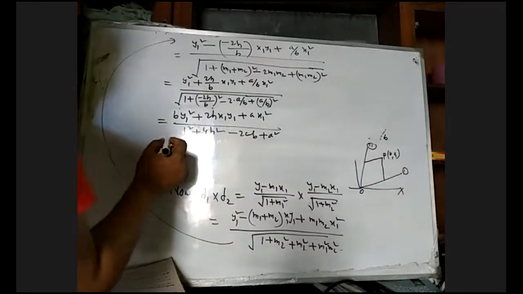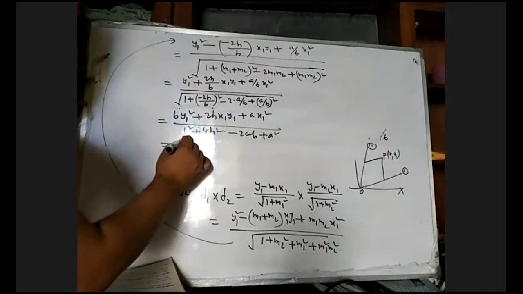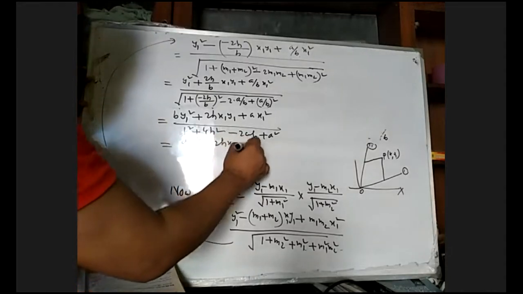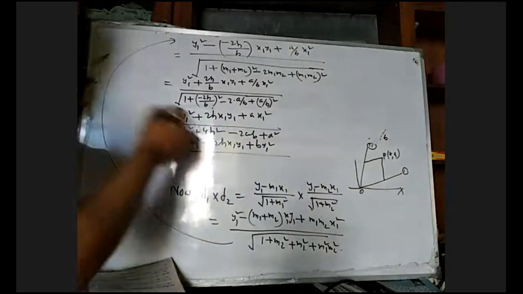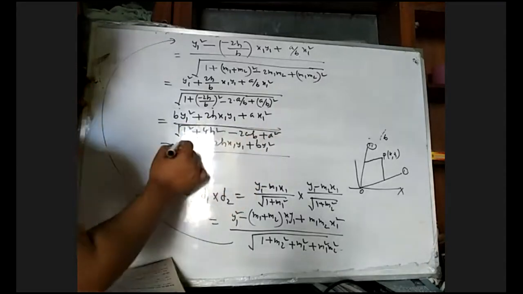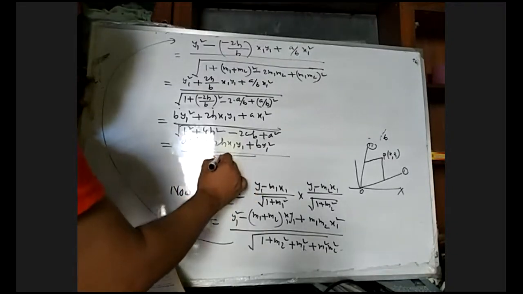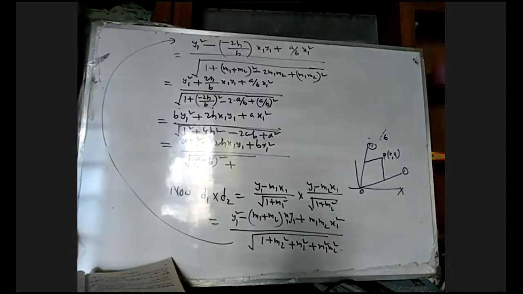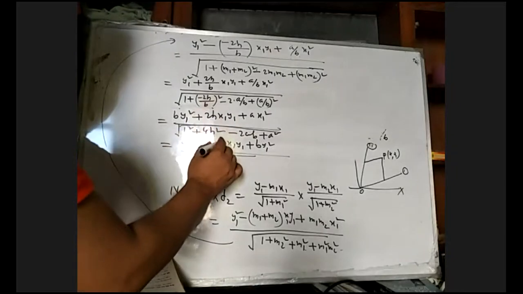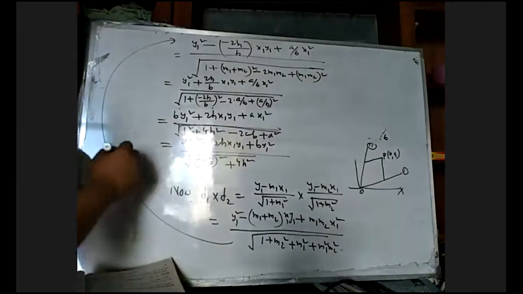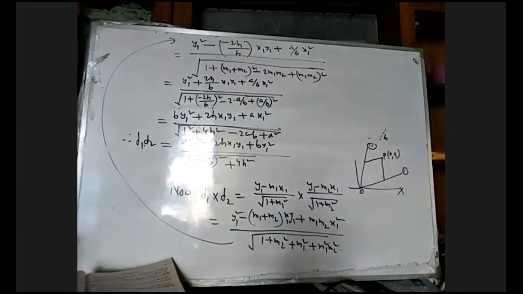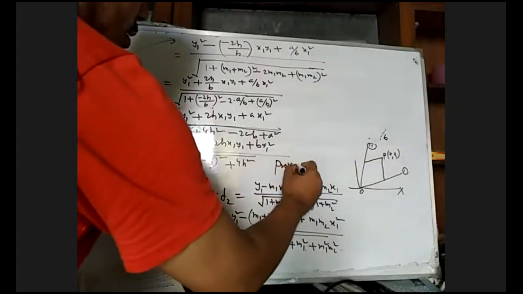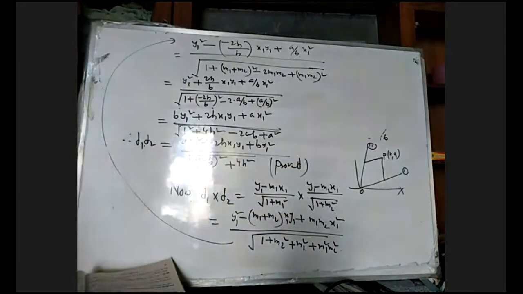So the product of the perpendicular distances can be written as (a x1² + 2h x1 y1 + b y1²) divided by the square root of a² − 2ab + b² + 4h². Here is the square root, remember it. The square root of (a − b)² + 4h². So d1 d2, the product of the distances, is this. Proved. This is the proof of the problem. Now, example 5.